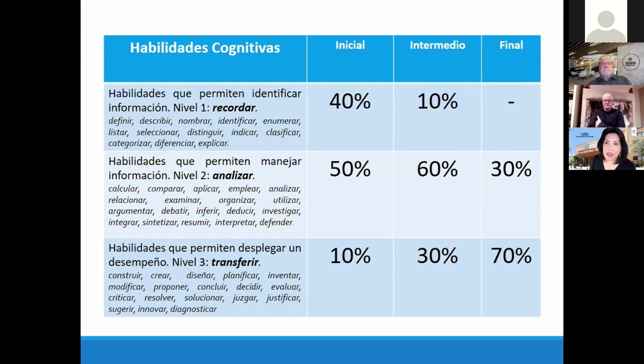Por ejemplo, si tengo 10 ítems, 4 pueden ser de nivel 1, de nivel 2, un 50%, y de nivel 3, un 10%. Es decir, de 10 preguntas, 4 de nivel 1, 5 de nivel 2 y 1 de nivel 3.